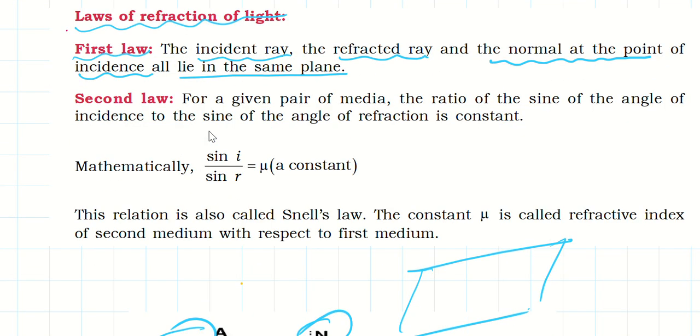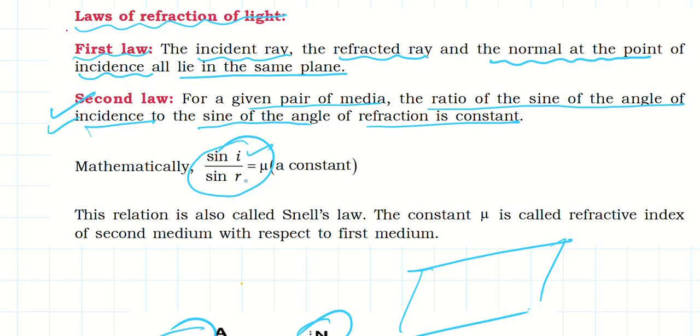Now, the second law is very important. That is, for a given pair of media, the ratio of the sine of the angle of incidence to the sine of the angle of refraction is constant, and that is sine i upon sine r is equal to mu. Okay, this mu is called the refractive index.